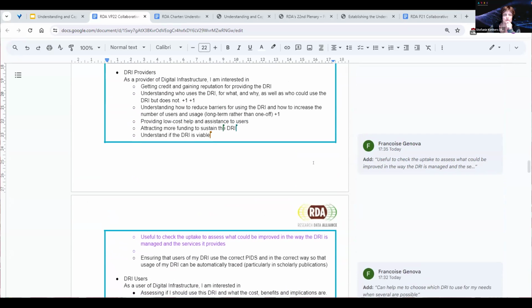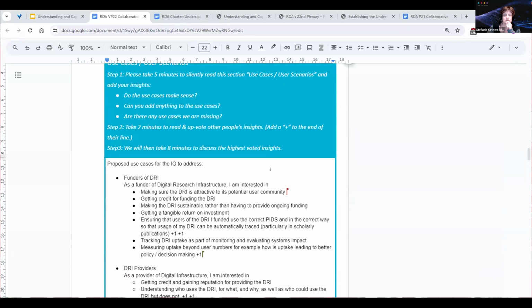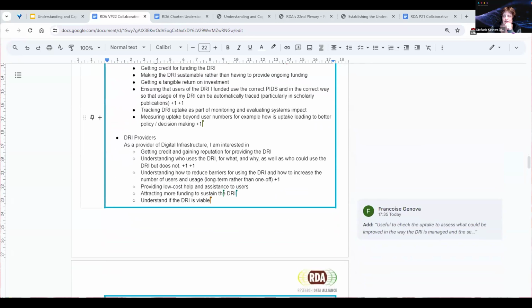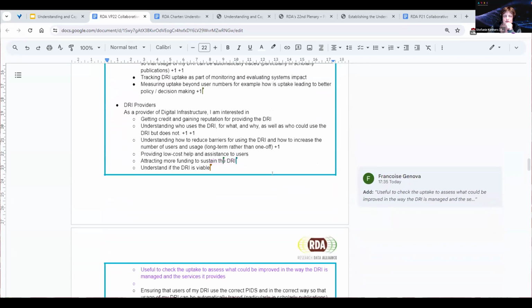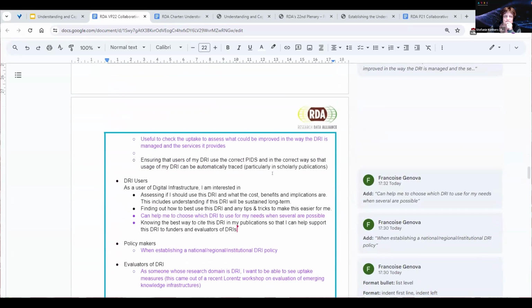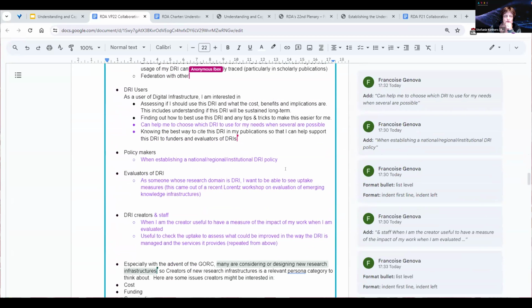Okay, we've got a couple of minutes to discuss the user scenarios and use cases section. Did anyone want to make any specific comments? Oh, great, there's lots of pluses coming in. Did anyone want to make any specific comments on anything that they've read or written? If not, I probably have a question for Françoise about the policymakers. Can you elaborate a little bit on what you meant by when establishing a national, regional, institutional DRI policy?